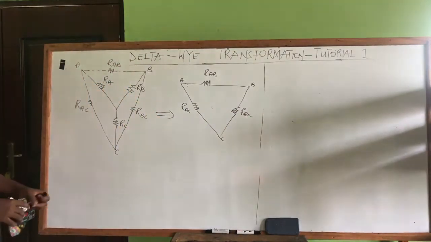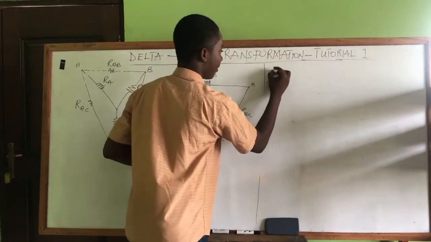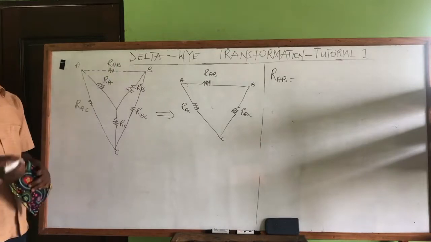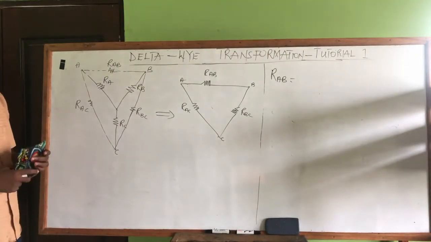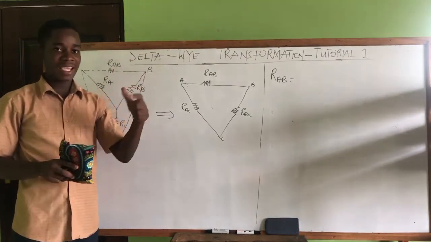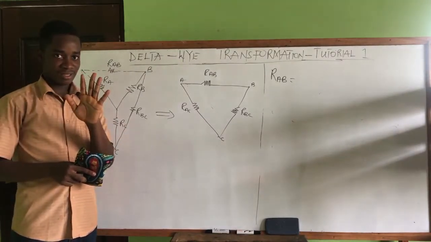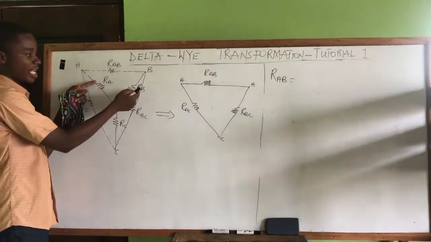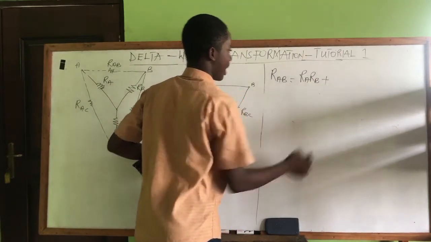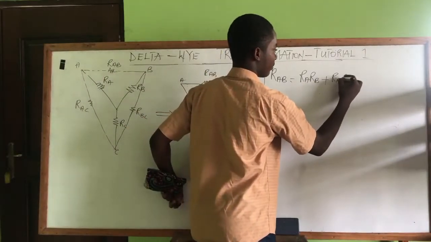So now let's see how we can convert from the Y, when we have the Y values, to delta. If I want to find RAB, this value here, how will we do it? And in doing this one, you can also use this idea. We are going to take two of the Y values, multiply, and add it to another multiplication of two of the Y values. Take the RA multiplied by RB, plus RA multiplied by RC.